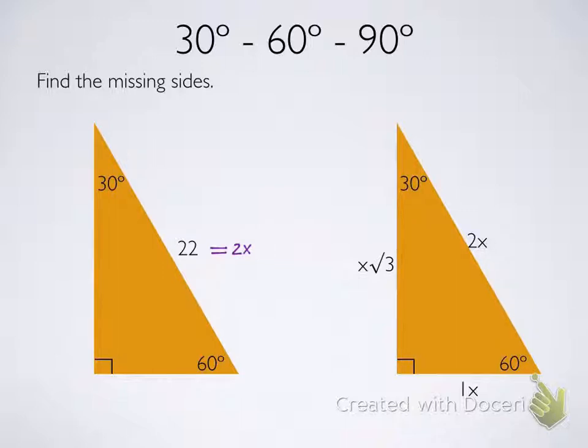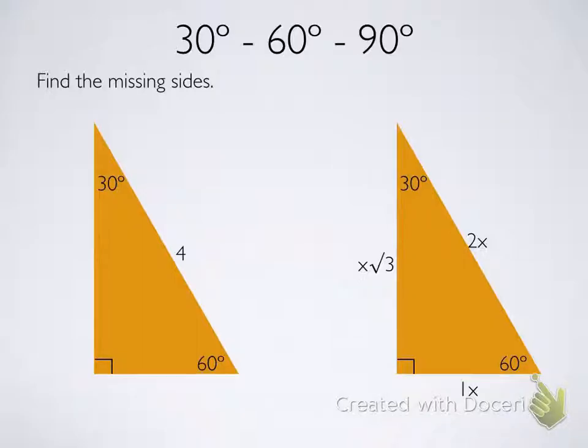Alright, here we go. This one's a little different as well, so you might want to copy this one. So you're given the hypotenuse, which is 22, and that has to be equal to the 2x over here. So 22 equals 2x, so x equals 11. So x is 11, so we're just going to put 11 down here. Now if that's 11, what is this side? Way to go. 11 square roots of 3.